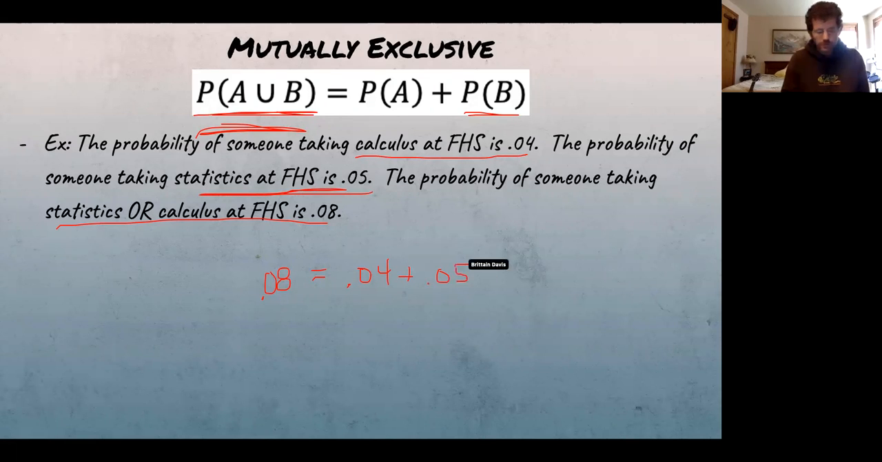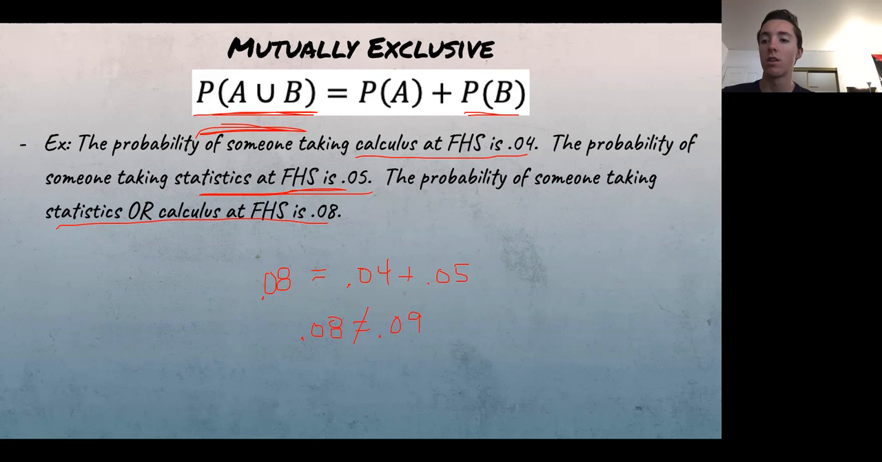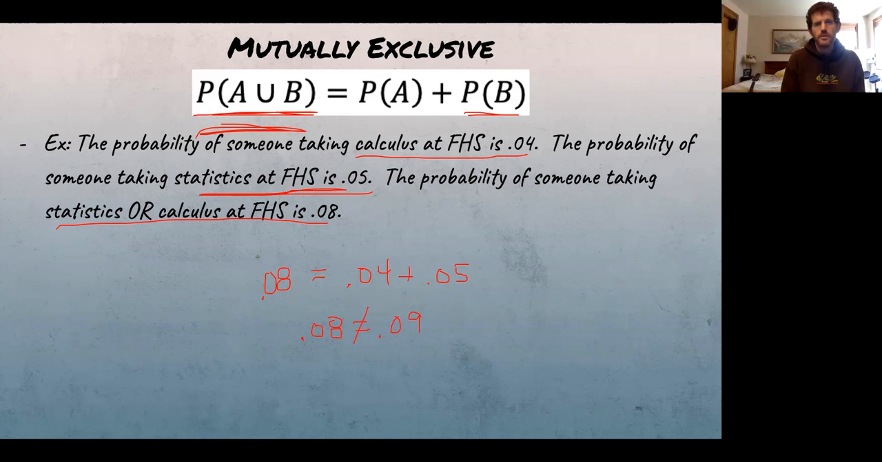So if I have those three numbers and I plug it in, I see 0.08 equals 0.09. Well, okay, obviously not true. So are these mutually exclusive? No. And remember, it's kind of a counterintuitive thing. This is why you might need to look at it a few times. But if this is not true, then they are not mutually exclusive.